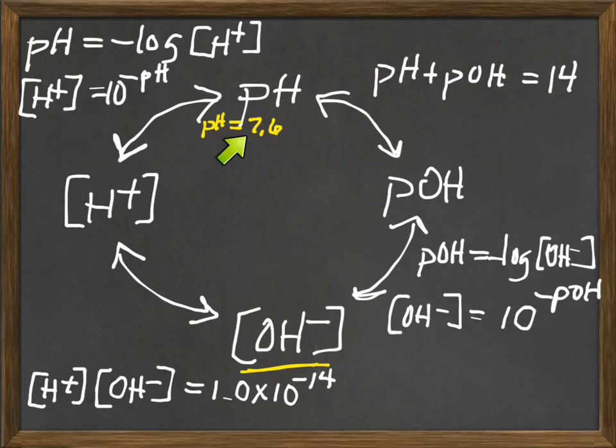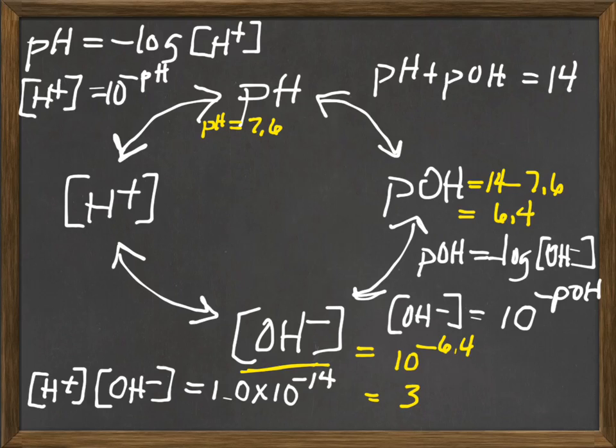So from knowing what the pH is, we can calculate the pOH. Because the pOH is going to equal 14 minus the pH. And that's going to be what, 6.4? That's the pOH. From pOH, we can find the hydroxide ion concentration using this equation right here. So the hydroxide ion concentration is going to equal 10 to the minus 6.4. So we do need the calculator for that guy.